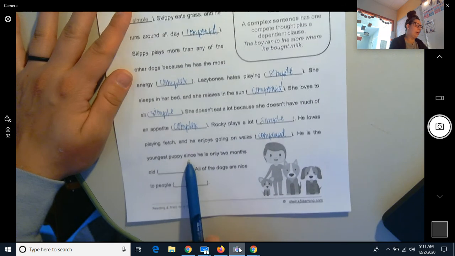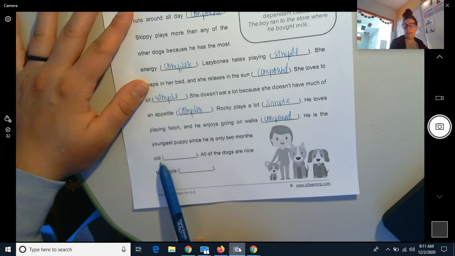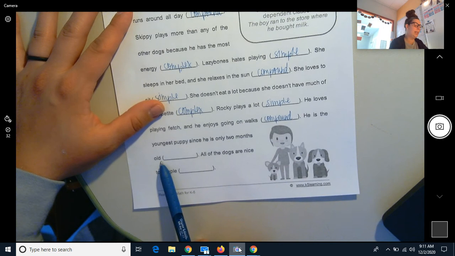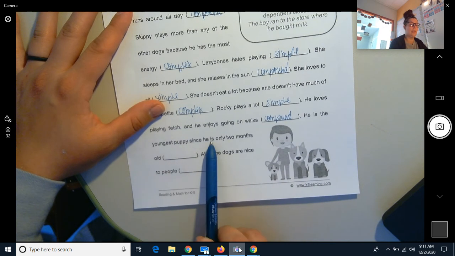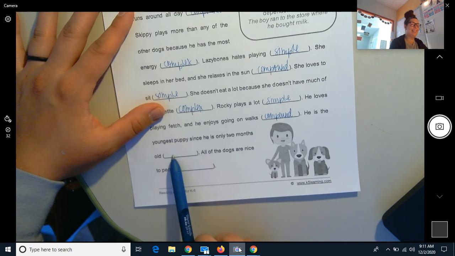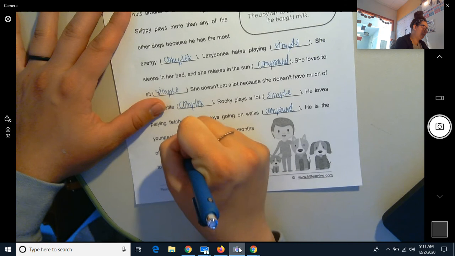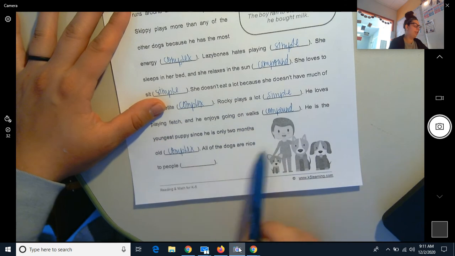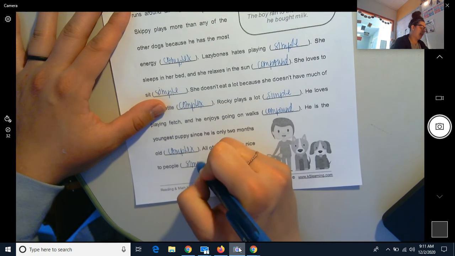He is the youngest puppy since he is only 2 months old. This one here is complex because he is the youngest puppy is a complete thought. Since he is only 2 months old is not a complete thought. So this is a complex sentence. All of the dogs are nice to people. Simple sentence. That's one complete thought.